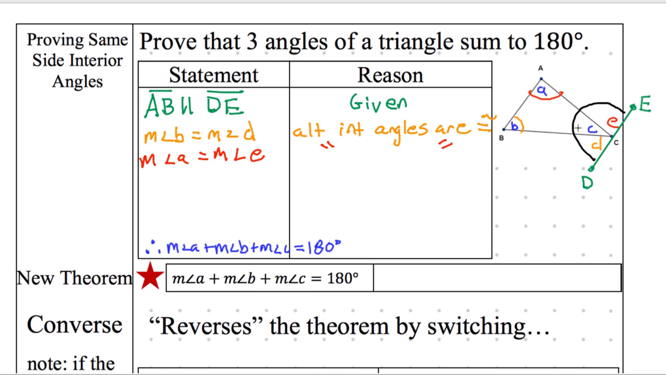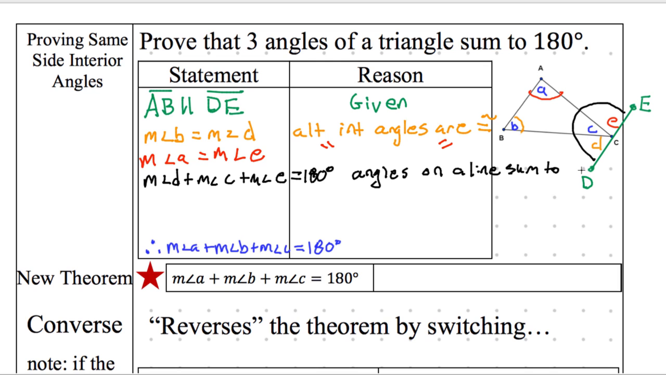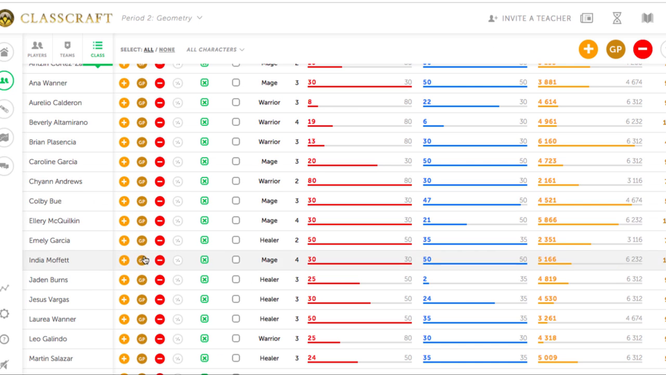What can I say? He's already participated so many times. We'll give it to Lorraine and we'll come back to Leo if he has another one. Measure of angle B plus measure of angle C plus measure of angle E. Why? So it's not quite supplementary angles. We'll just say angles on a line sum to 180 degrees. It's a little bit lengthy, but that's how we have to write it. Angles on a line sum to 180 degrees. So thank you, Lorraine.